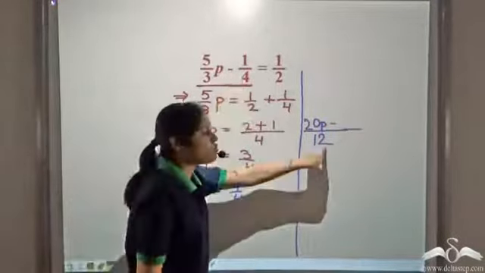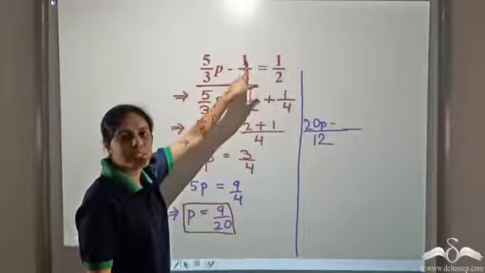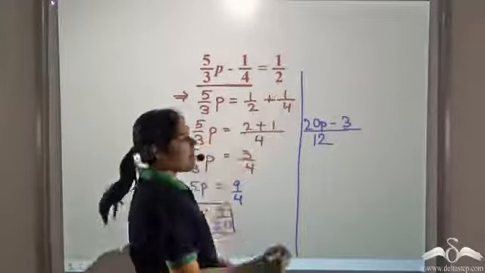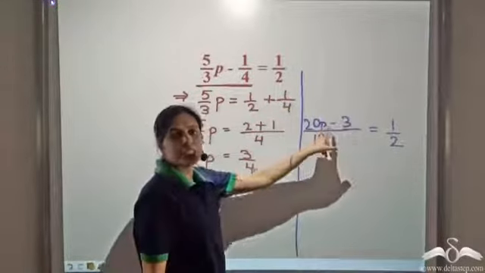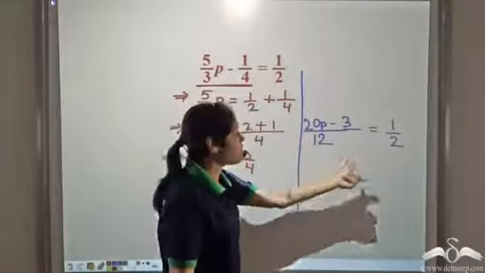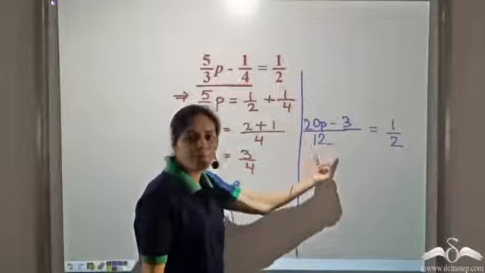4 into 3 gives us 12. So we have to multiply the numerator by 3. 1 into 3 is 3. And we have half on the right hand side. So we get 20p minus 3 by 12 is equal to half. This equation is the same as this, only it's written in a different form.